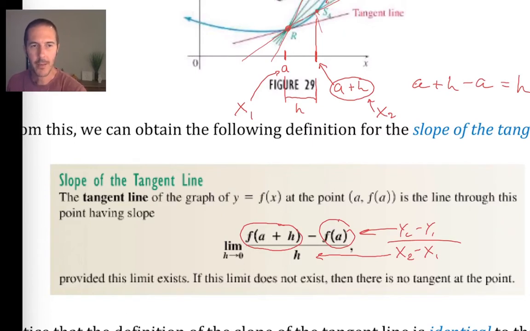Again, as we apply the limit and our h value gets closer and closer to 0, the slope that we're calculating in this process will get closer and closer to the slope of our tangent line.